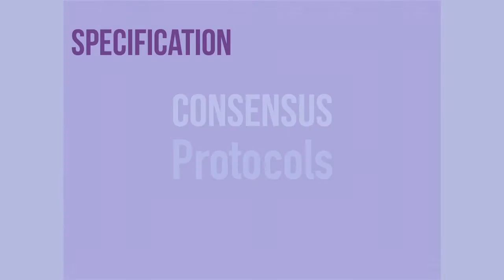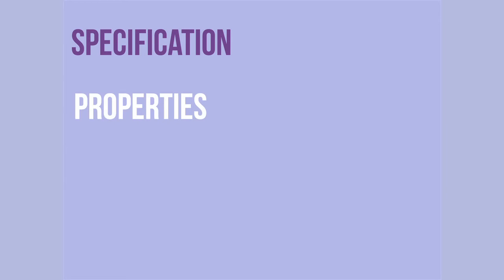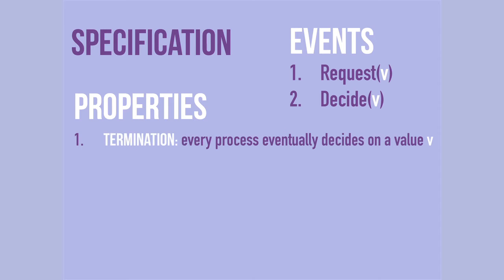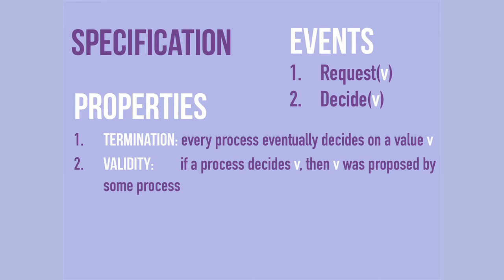But before we do that, let's look at some properties that these consensus protocols need to have. If we have first two events for this little model, request and decide for a specific value, then termination means that every process eventually decides on value v. Validity means that if a process decides v, then v was actually proposed by some process. It was just not randomly made up.